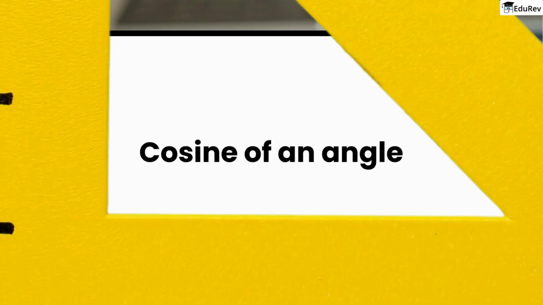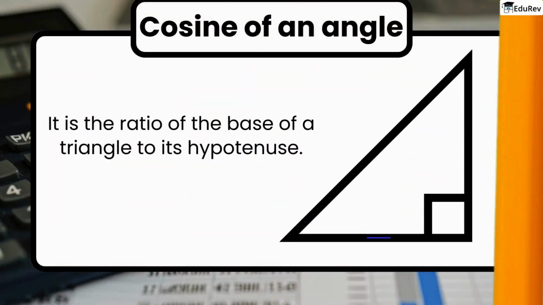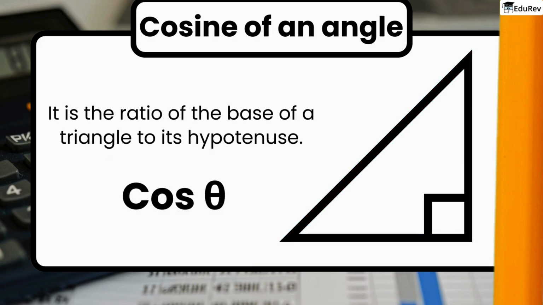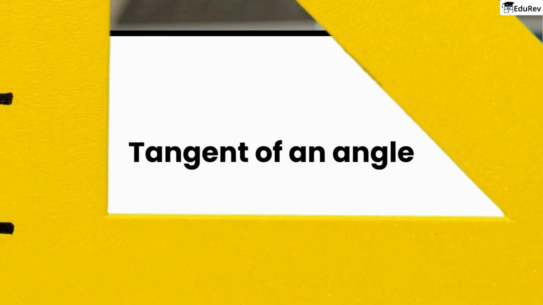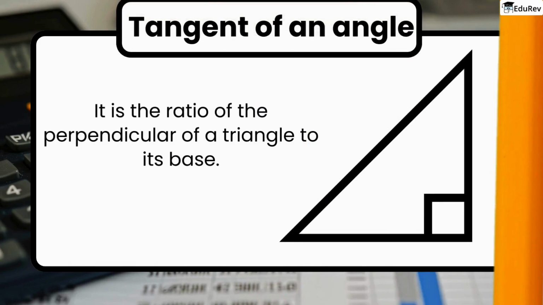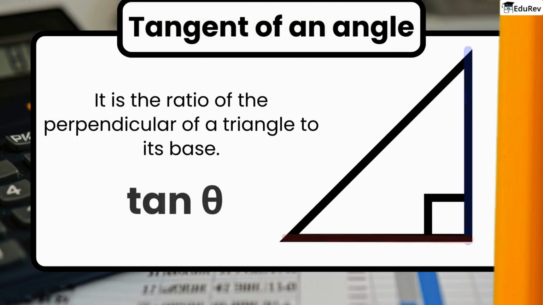Cosine of an angle. It is the ratio of the base of a triangle to its hypotenuse. It is represented by cos theta. Tangent of an angle. It is the ratio of the perpendicular of a triangle to its base. It is represented by tan theta.